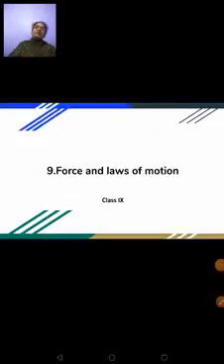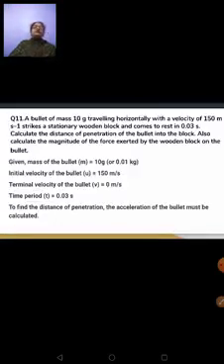In today's session we'll be completing the remaining sums of this chapter number 9, Force and Laws of Motion. In the previous session, before we did the revision, we had solved a few sums of this chapter. So the remaining sums, which are given under the exercise part of this lesson, we'll be doing now. So let's look at the sum. First sum, it's a continuation.